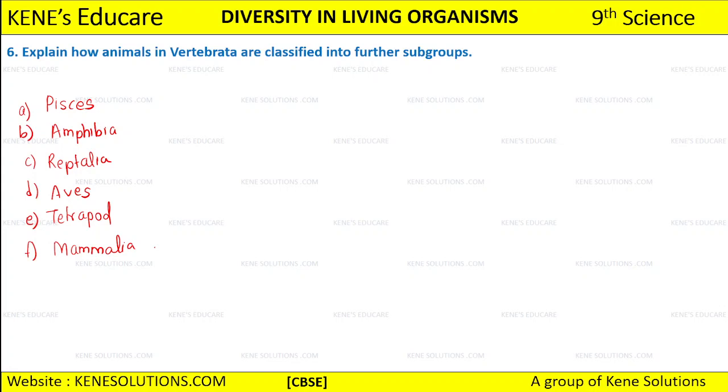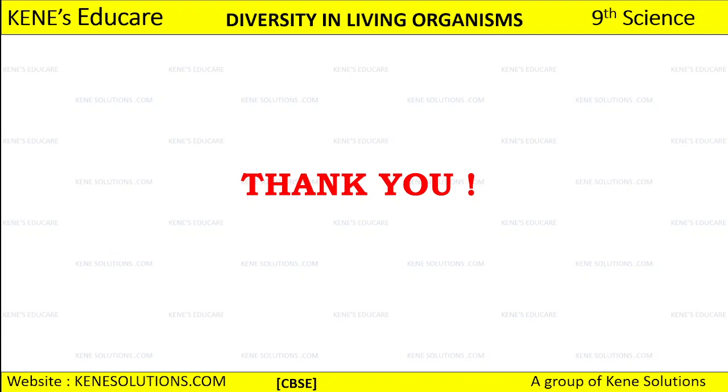Okay, so I hope you are clear with all the basic details that we have studied till now in this lesson, that is diversity in living organisms. Now we complete this lesson, and I hope that you are clear with kingdom plantae, kingdom animalia, all the classes, all the divisions, all the phyla, and all the characteristics. Okay, now we are going to start with the next lesson in the next part. Okay, thank you everyone.